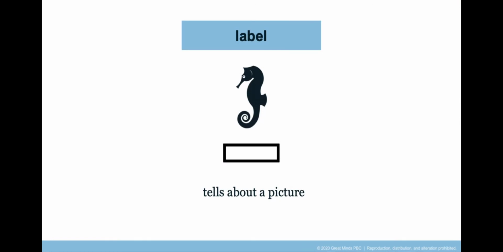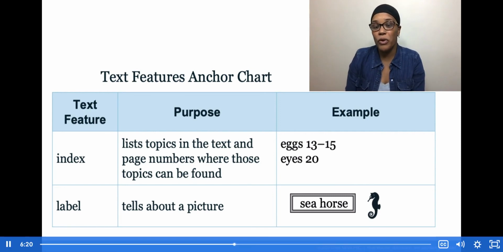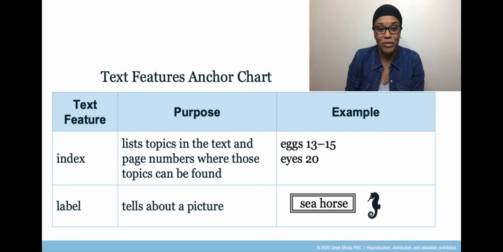A label tells about a picture. Say it one more time. A label tells about a picture. We'll also add label to our text features anchor chart that you see on the screen. And the labels help readers by telling more information about a picture.